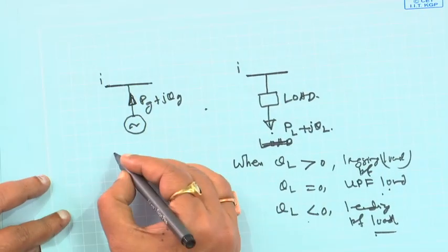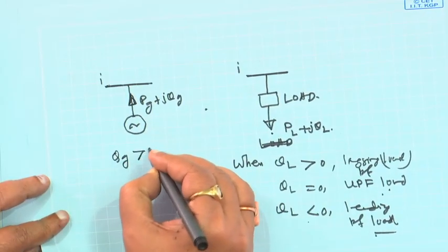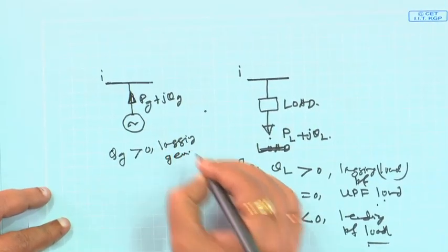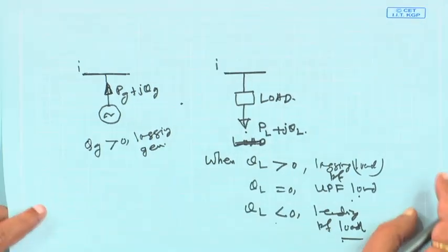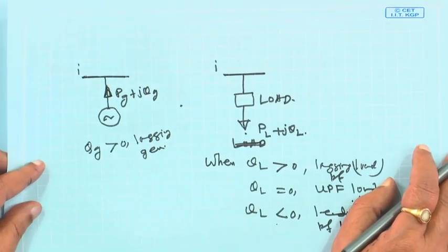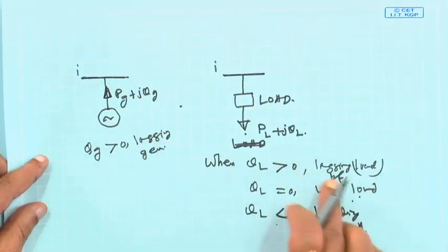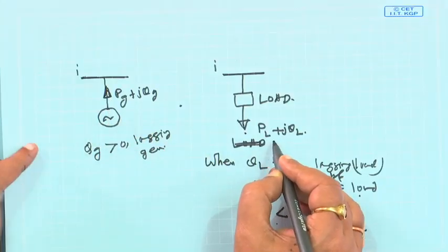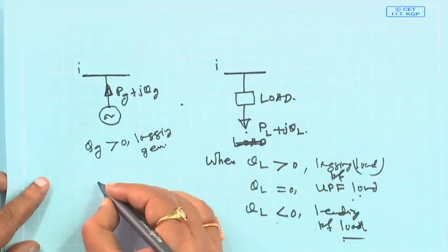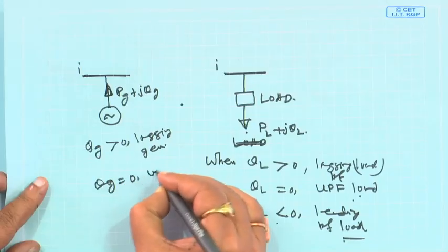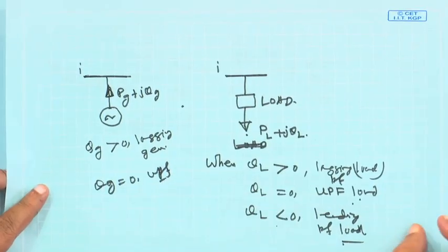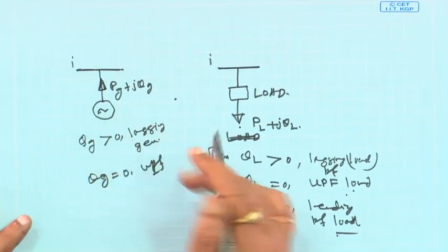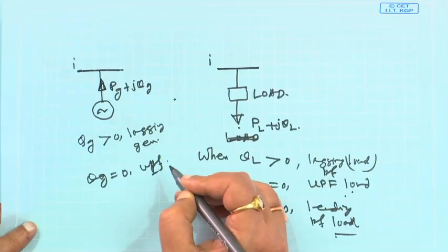In that case, if QG is greater than 0, that means it is lagging generation. If it is a distributed generation, it will be lagging DG. Both are the same, whatever I write, only the directions are different: here power is being injected, here power is being absorbed. When QG is equal to 0, it is unity power factor generation, meaning there is no reactive power, only real power being injected.